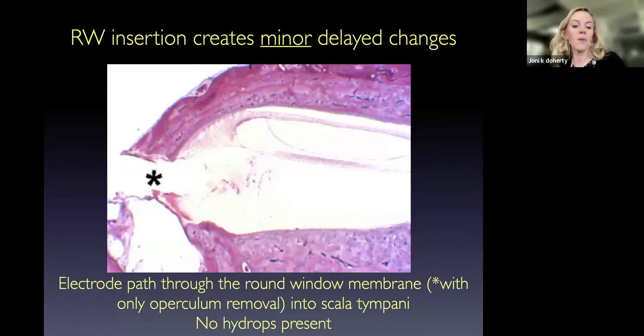Okay. This is another round window insertion. So there's pretty much minimal trauma. This was, sorry, they did do a little bit of round window enlargement in this one. So you see slightly more fibrosis there.